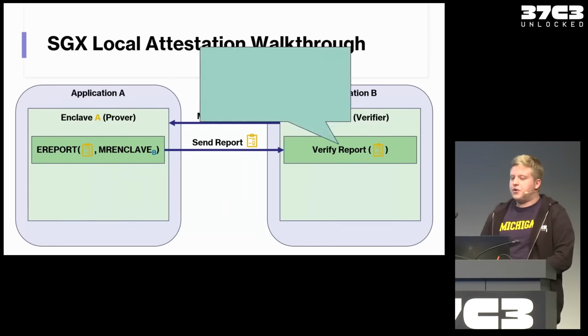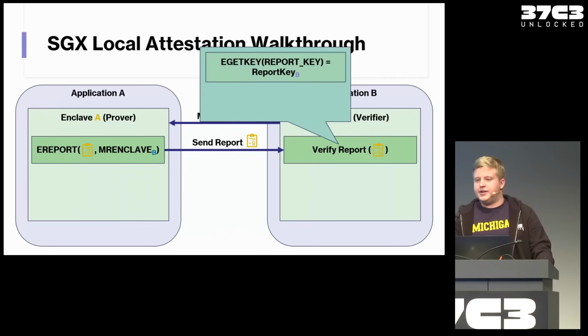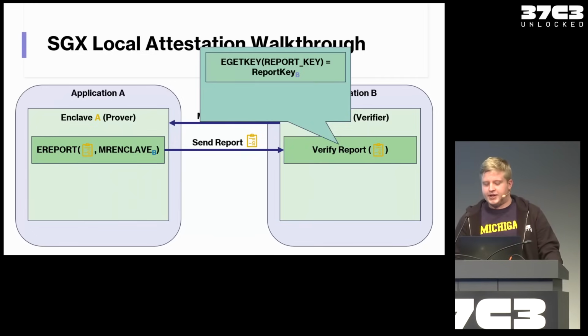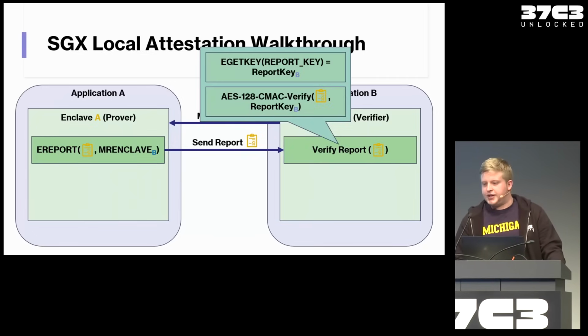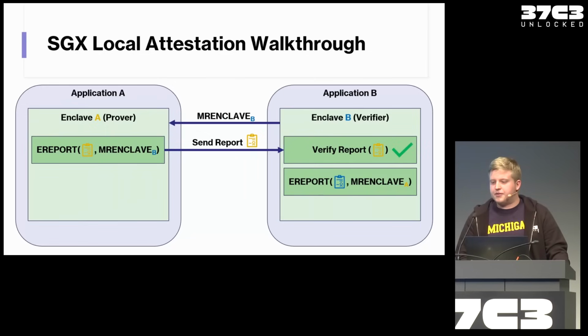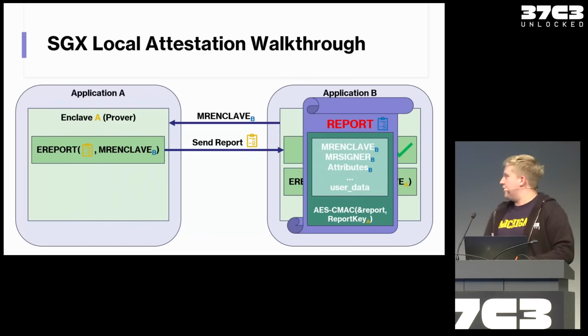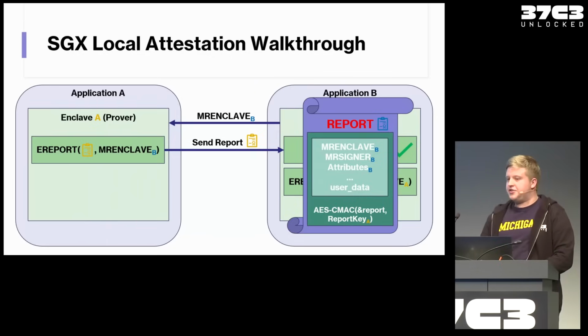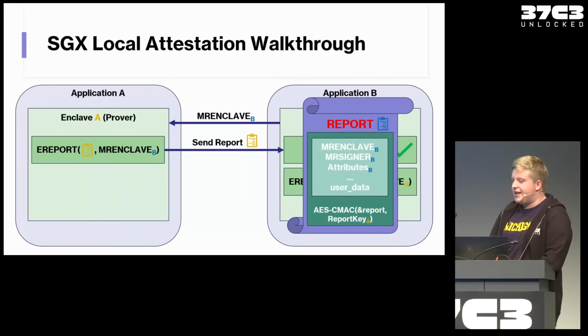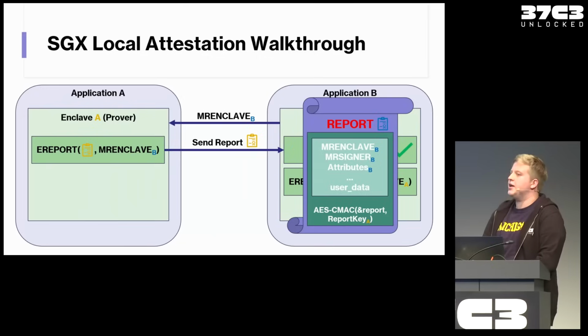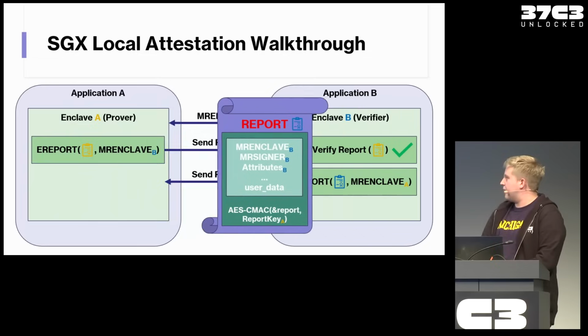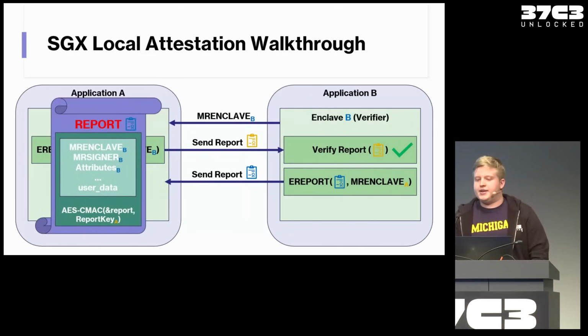Now, to verify this report, all B has to do is simply call EGETKEY with the report key type to get its own report key, and then it's a simple AES CMAC. And once that's verified, we just do this process in reverse. And you may note that MRENCLAVE is not exchanged again, since we can just obtain A's MRENCLAVE from the report that we just verified. Do the same process backwards, send it back to A.